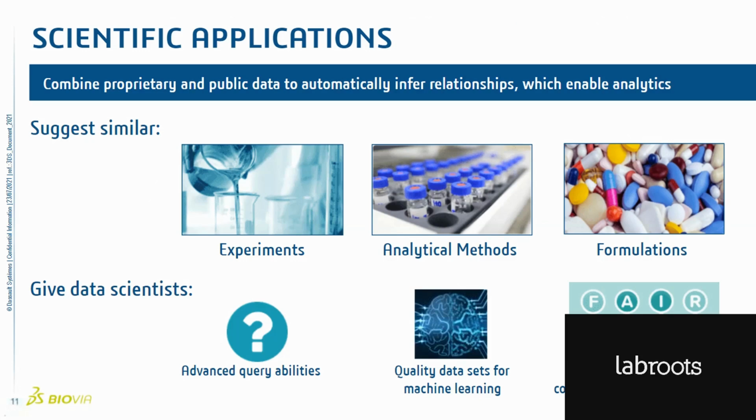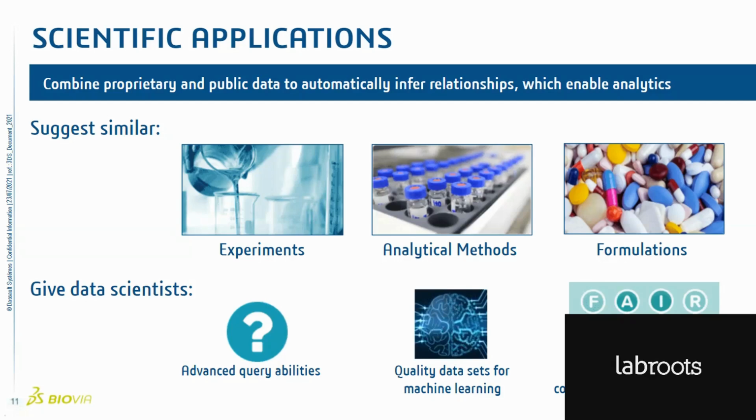So for scientific applications, how do we see this knowledge graph technology helping us to do better science? Well, one of the features of this is that you can combine your actual data that you've run in the lab with data that you've created for modeling and simulations, as well as combining that with data that you can find out in the real world on the internet to infer deeper relationships and enable analytics.